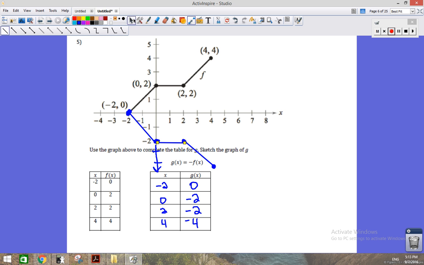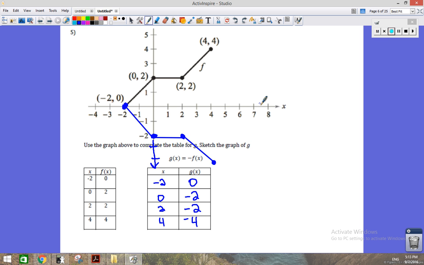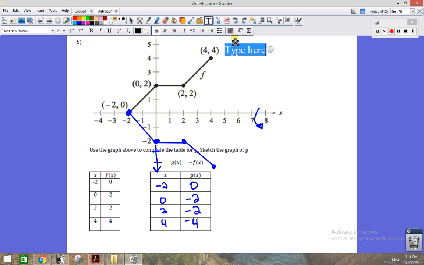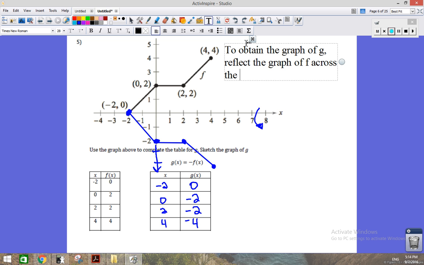Well, what do we observe? We observe that this graph is reflected across the x-axis. It's like this x-axis is serving as a mirror, and this graph is looking into the mirror and seeing its own reflection. So it's reflected across the x-axis. So that's how we want to describe it. To obtain the graph of G, reflect the graph of F across, or sometimes you'll see about, the x-axis.